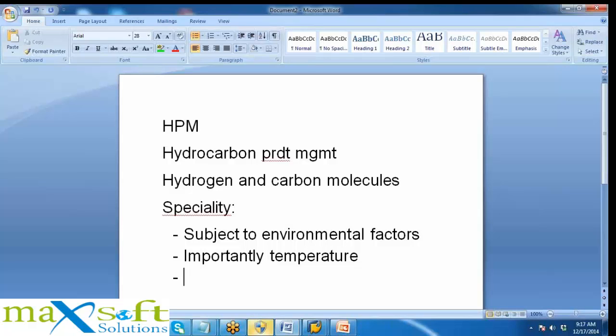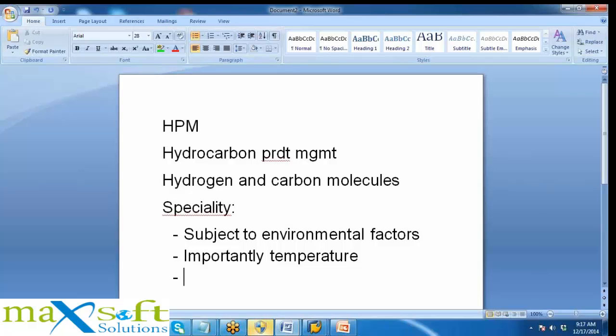How is temperature affecting these products? As the temperature changes, the volume of petroleum products changes. That is important. You keep some X amount of volume, and when the temperature changes, that keeps changing. Now, this is one of the very important specialties of the oil business.